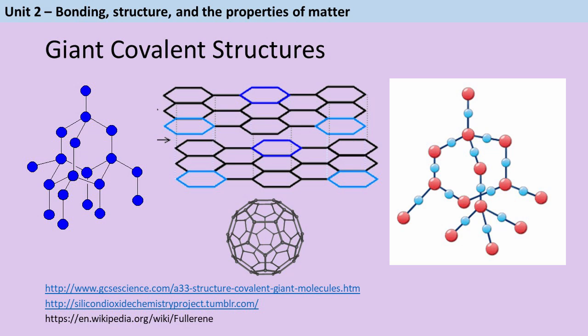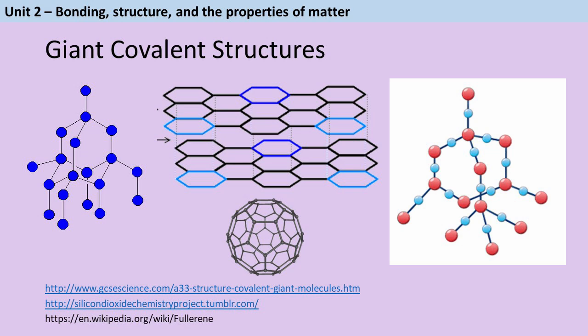The other type of giant covalent structure you need to know about, which has nothing to do with carbon, is silicon dioxide, or you sometimes hear it called silica. It has a structure like this, where every silicon atom is joined to 4 oxygen atoms, and every oxygen atom is joined to 2 silicon atoms.